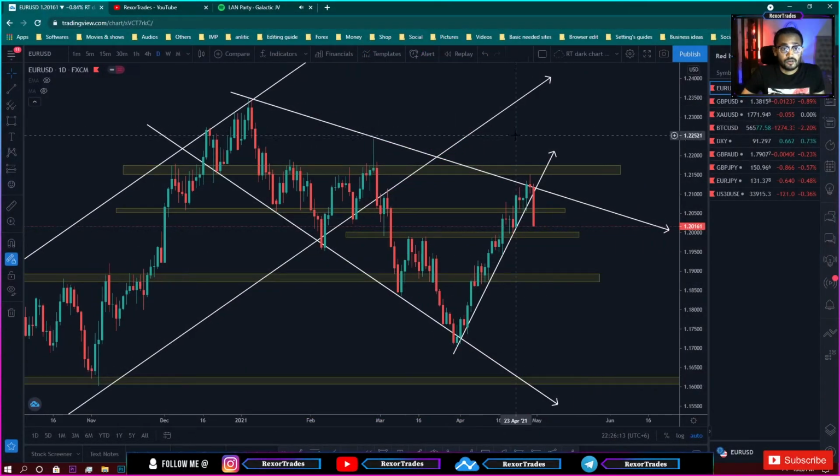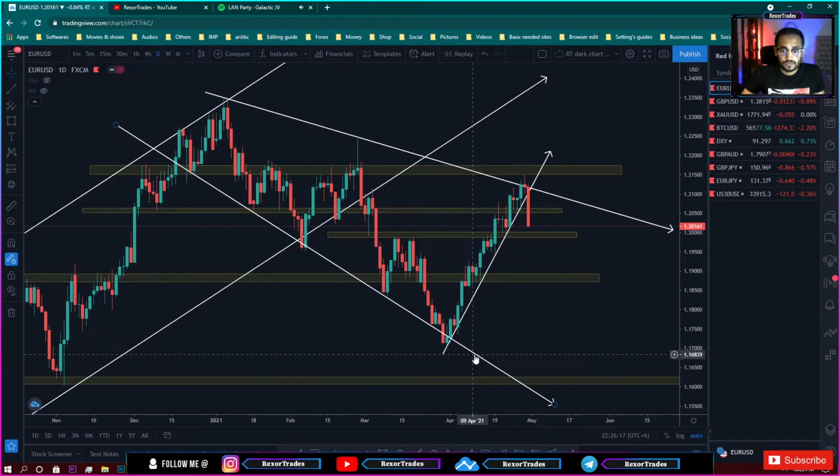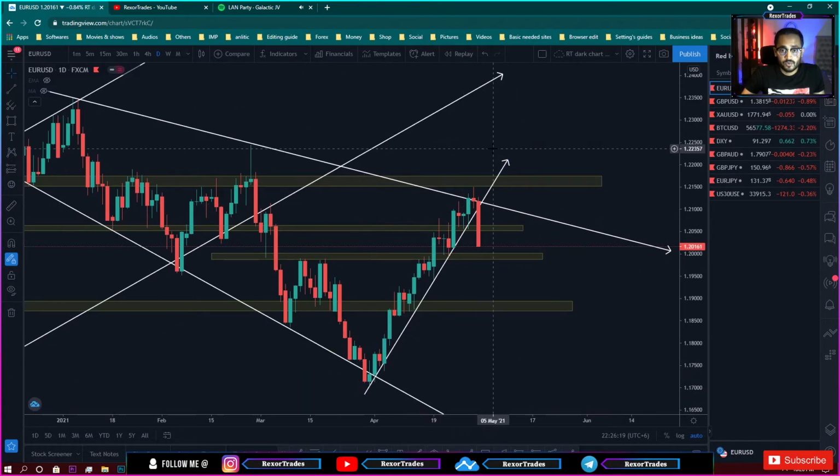Now on the Euro US dollar chart on a daily time frame, you can see that Euro US dollar just recently broke out of this uptrend line that we drew on a shorter time frame in our last week's market analysis, and also retested this zone and made a breakout of this trend with a huge bearish momentum over here.